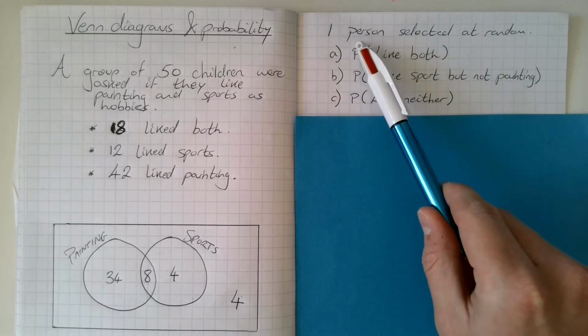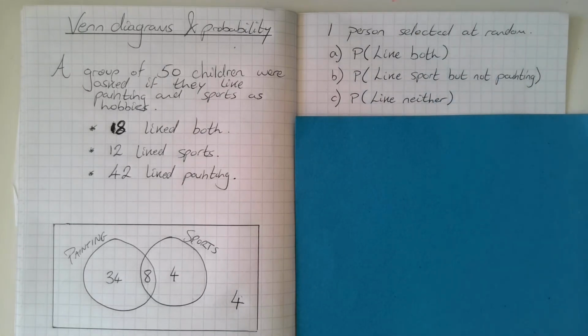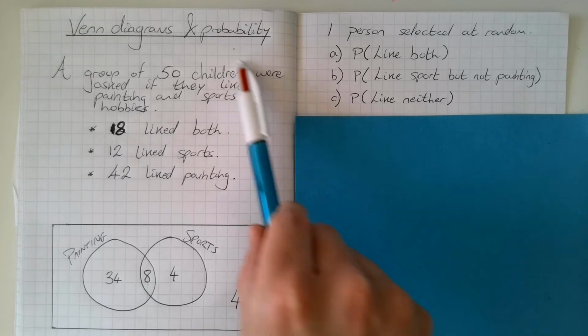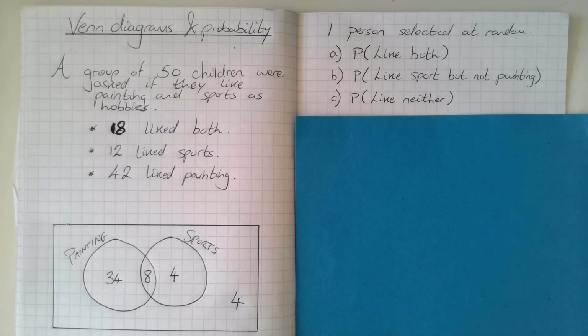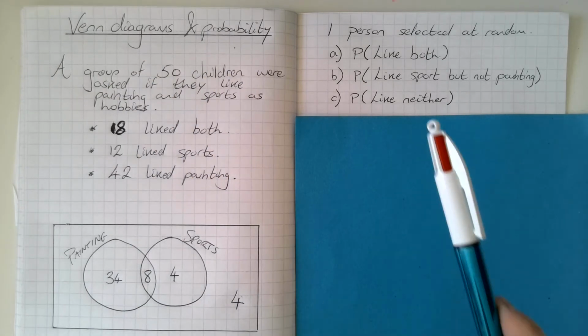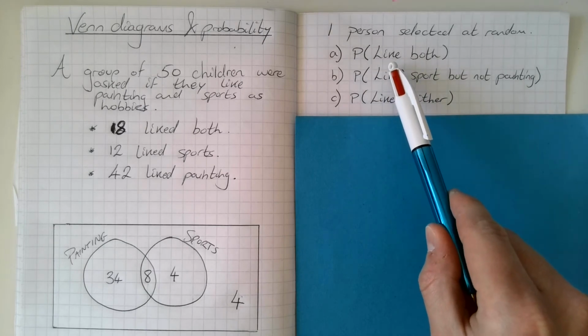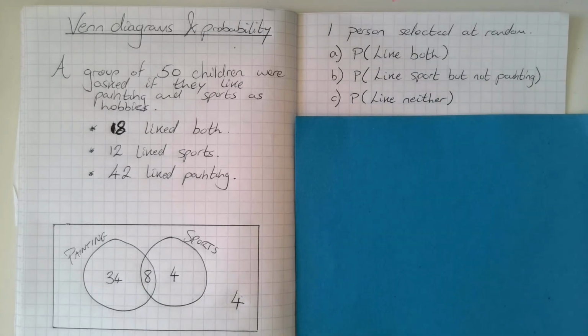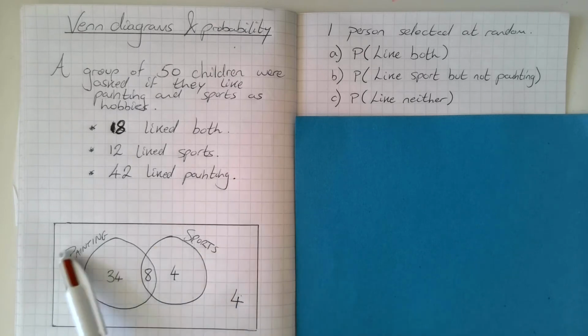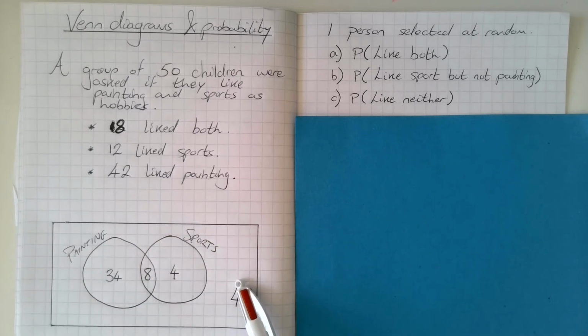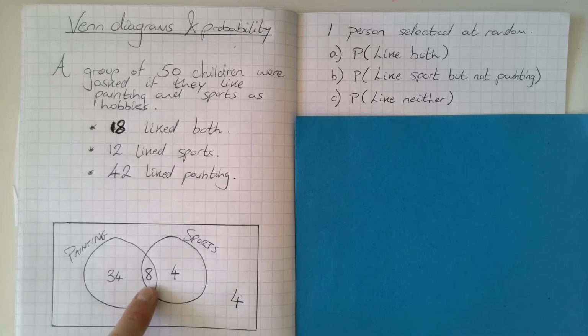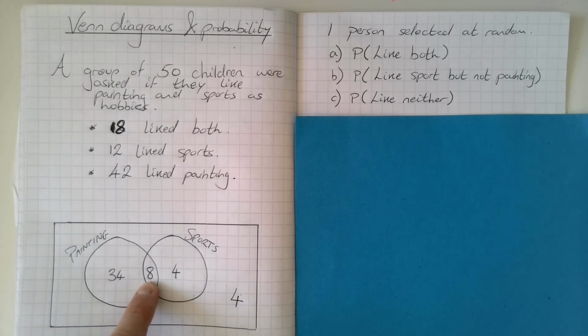It says that one person is selected at random from the whole group. So one of these 50 children is selected at random. What is the probability that the person likes both hobbies, so painting and sports? Well, which of the sections in my Venn diagram is for the people that like both? It's this little bit in here, the little section that is both painting and sports.